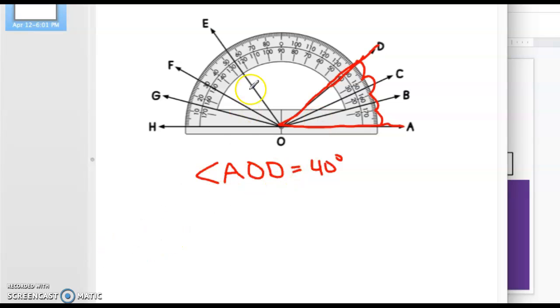So we're going to look at a second angle, and I'm going to go ahead and change the color. So for this one, my angle is going to be HOF.